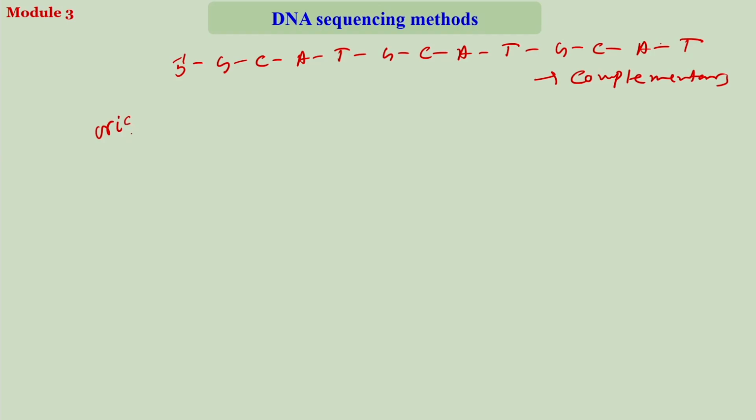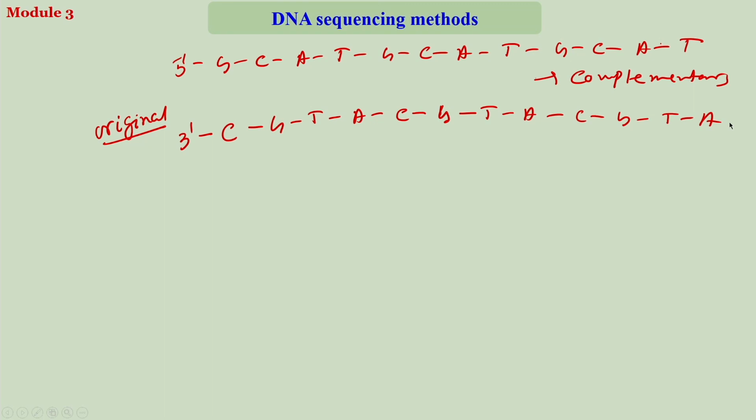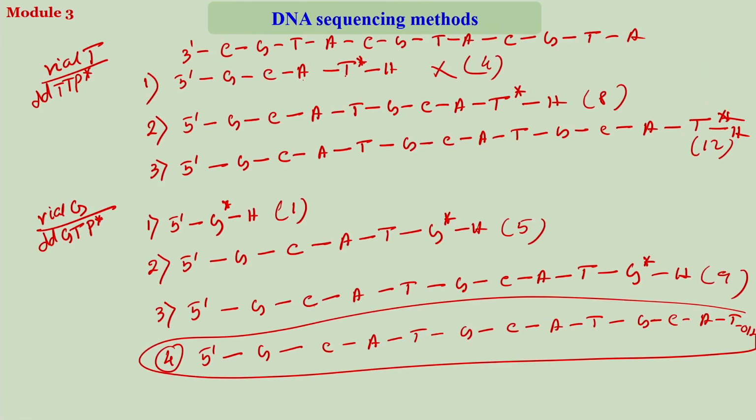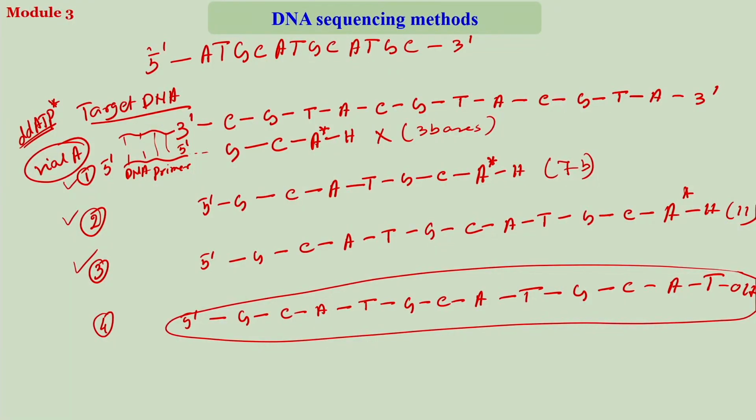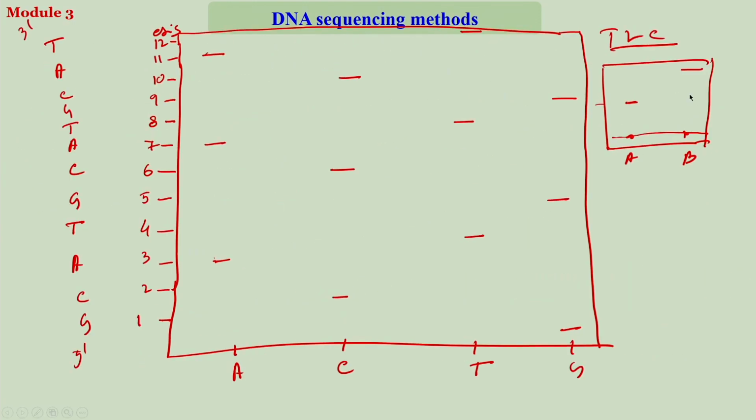So, your original strand, the sequence of your target DNA, would of course be CGTA, CGTA, CGTA. Now, let us match what was your target: CGTA, CGTA, CGTA. So, just by reading the gel, you can find out the sequence of your desired DNA. This is so simple an analysis.